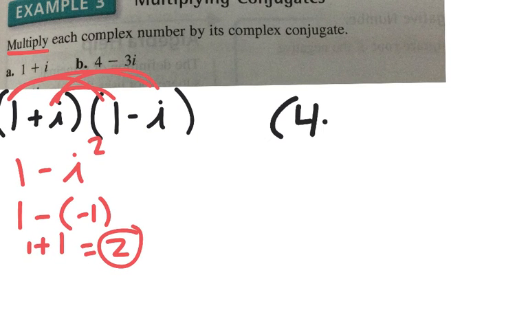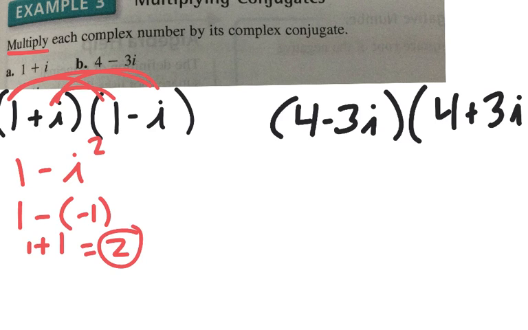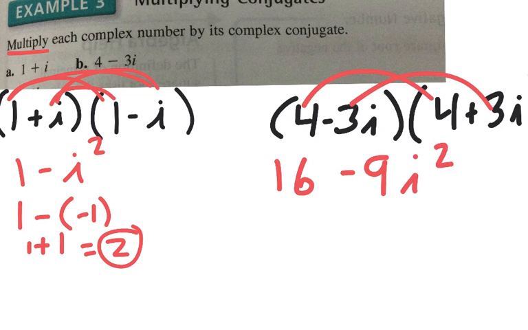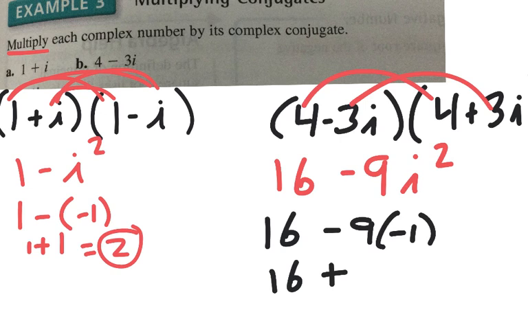B part, I'm starting with 4 minus 3i. What is its conjugate? 4 plus 3i. Change the sign between them. And then we can multiply. That's going to be 16 minus 9i squared. i squared is negative 1. So it's going to be 16 plus 9, which is 25. And again, no imaginary parts left when I multiply by the conjugate.